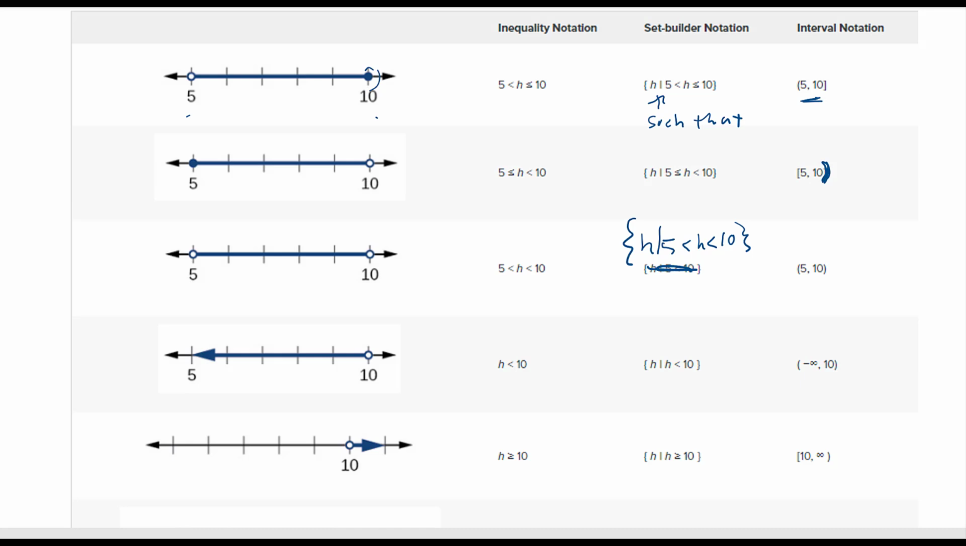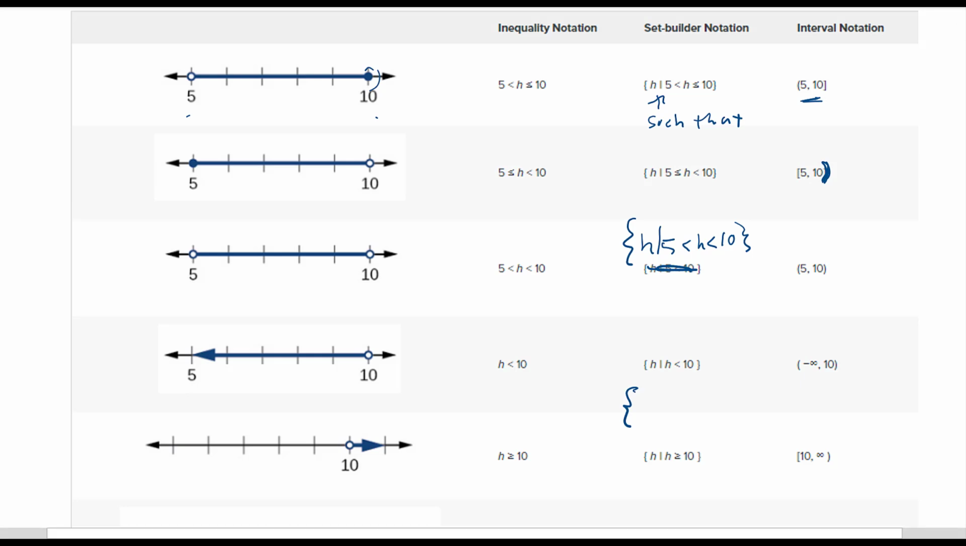Here we have 10 with an open circle, and it goes down with no limit. The arrow means it keeps going that way. So this is just h is less than 10. It's like a brace thing like that. h such that h is less than 10, and we do negative infinity to 10.